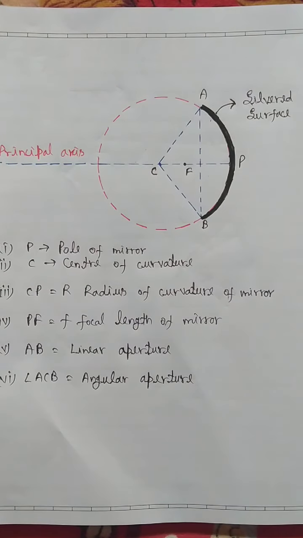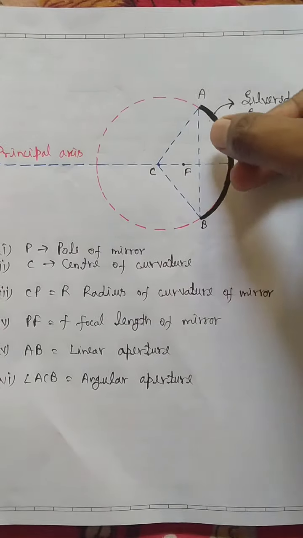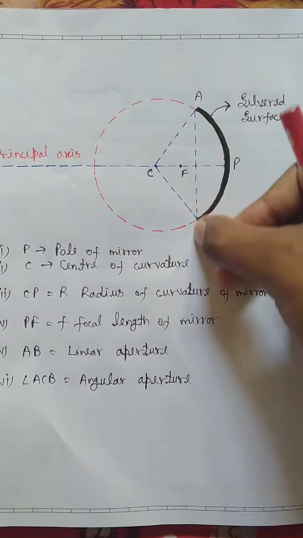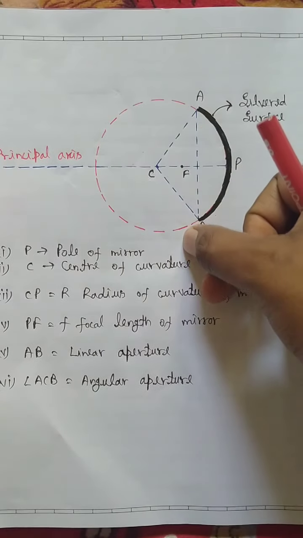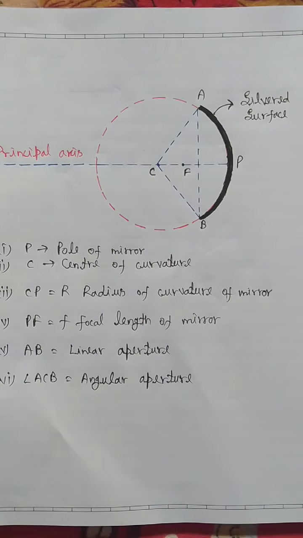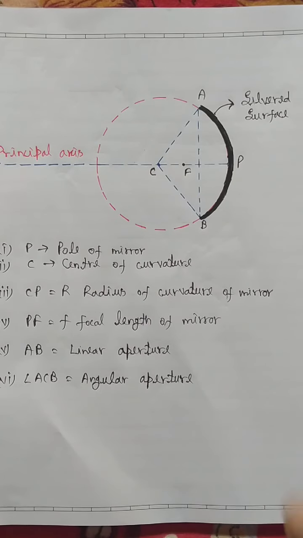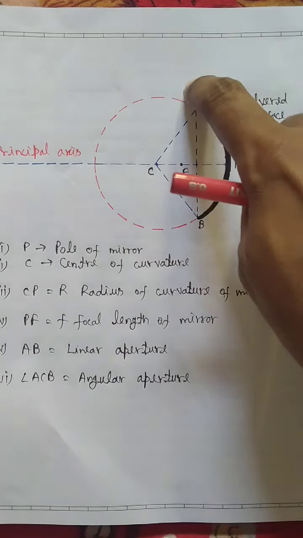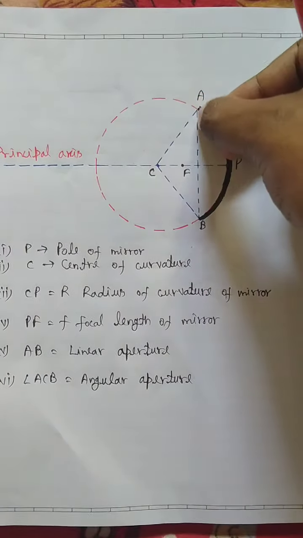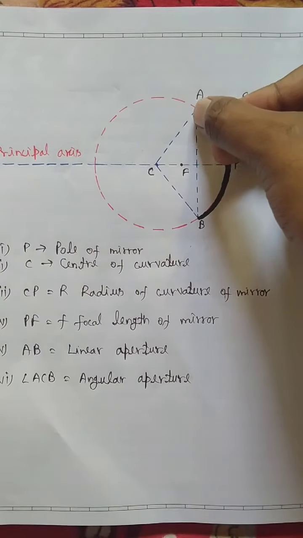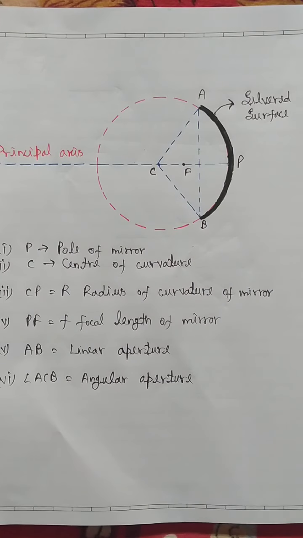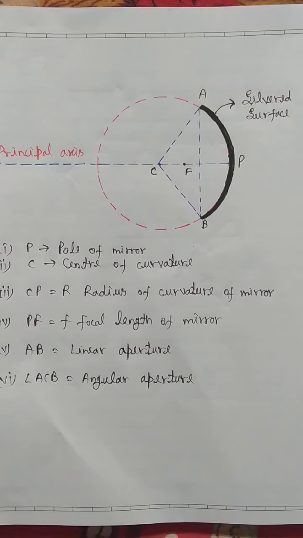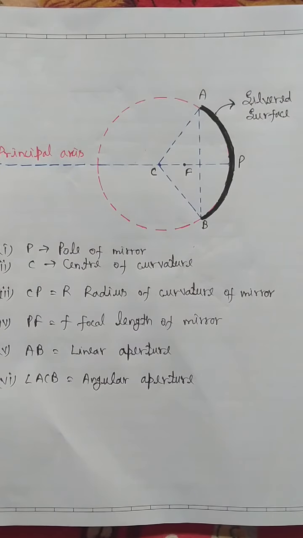Now next, linear aperture. This is linear aperture, that is AB. AB is the linear aperture, that is, it is the diameter AB of the circular boundary of the spherical mirror. This is the circular boundary of the spherical mirror and this is diameter AB. That means the diameter AB of the circular boundary of the spherical mirror is called the linear aperture.